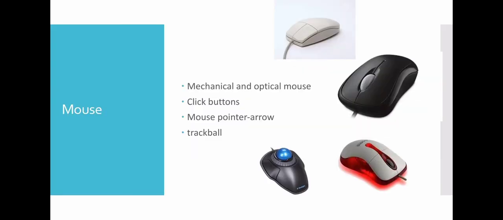Mouse is an input device that controls the cursor which is displayed on the screen. The mouse can be mechanical or optical. A mechanical mouse uses a rubber ball that makes contact with the wheel inside the unit when it is rolled. And the optical mouse uses a light source, LED, and a light detector to detect the movement of the mouse. Mouse contains left and right click buttons, and it contains a trackball which can be rolled to scroll the screen.